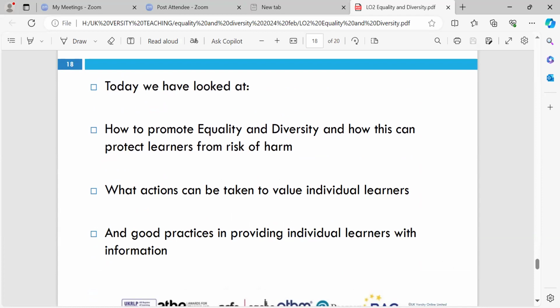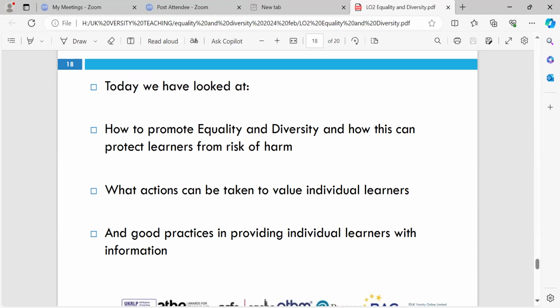Plenary today, so we looked at how to promote equality and diversity, and how this can protect learners from the risk of harm. That's things like bullying. If you don't promote it, some students might get bullied or harassed on the basis of cultural or diversity.